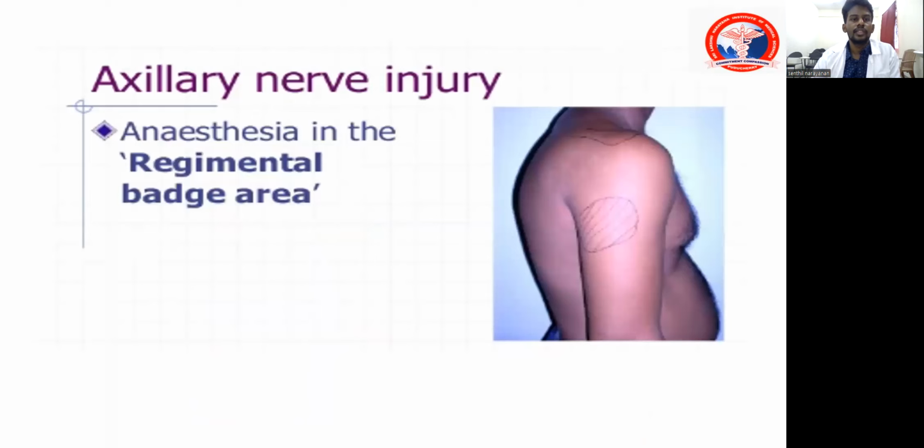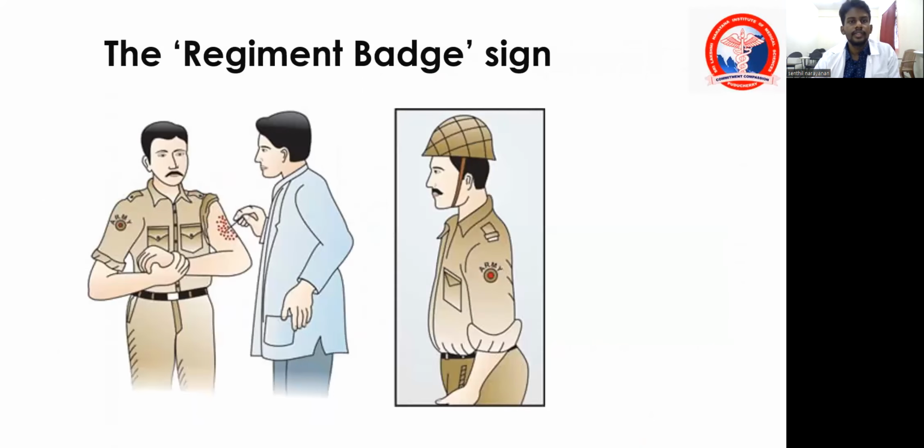Axillary nerve injury causes anesthesia in the regimental badge area. This is the regimental badge area, supplied by the axillary nerve. When there is a shoulder dislocation with axillary nerve injury, we have anesthesia in the regimental badge area. Since we usually check the sensation in the regimental badge area, if there is any loss of sensation, anesthesia or paresthesia, then we always look at the regimental badge.